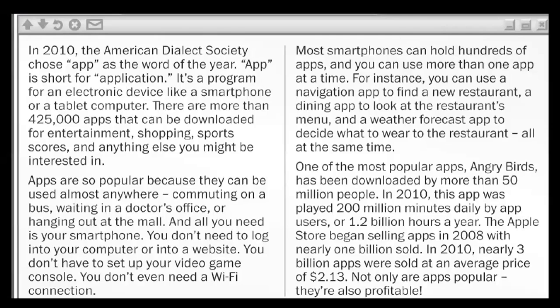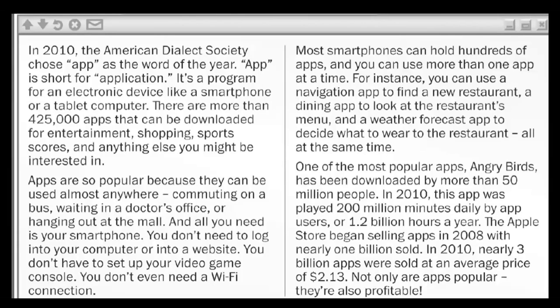Most smartphones can hold hundreds of apps, and you can use more than one app at a time. For instance, you can use a navigation app to find a new restaurant, a dining app to look at the restaurant's menu, and a weather forecast app to decide what to wear to the restaurant, all at the same time. One of the most popular apps, Angry Birds, has been downloaded by more than 50 million people. In 2010, this app was played 200 million minutes daily by app users, or 1.2 billion hours a year.